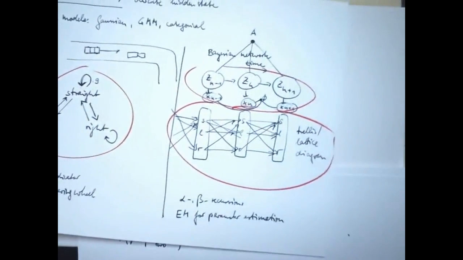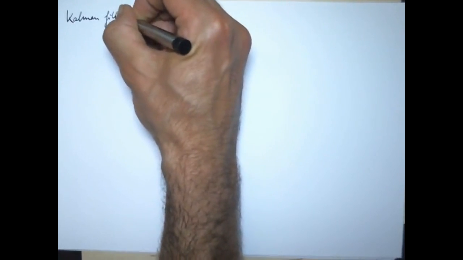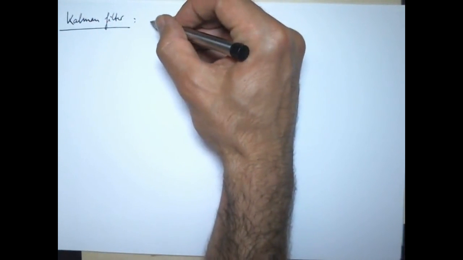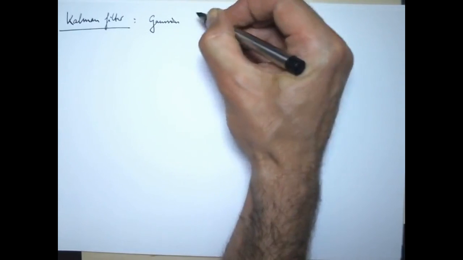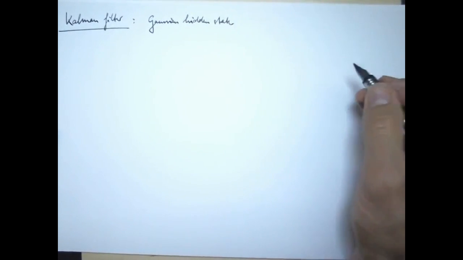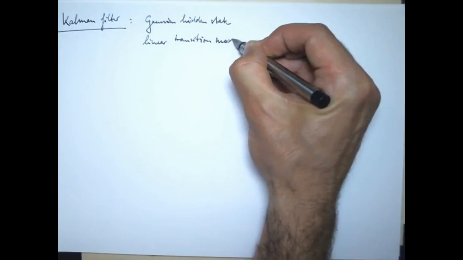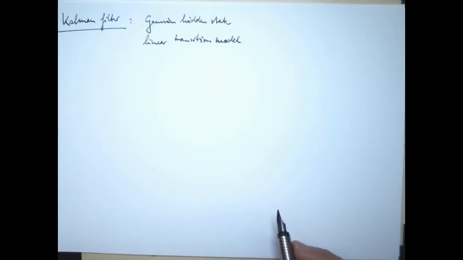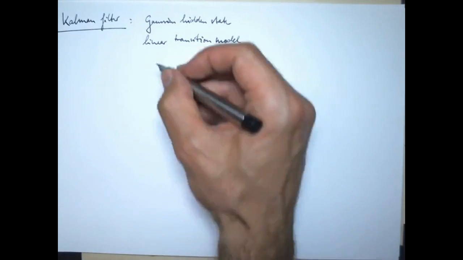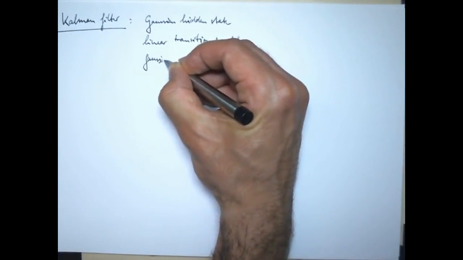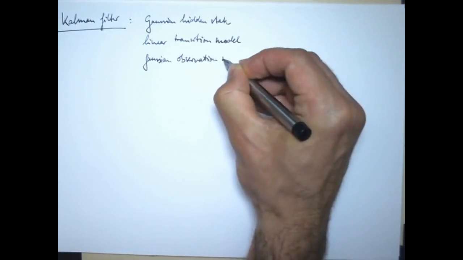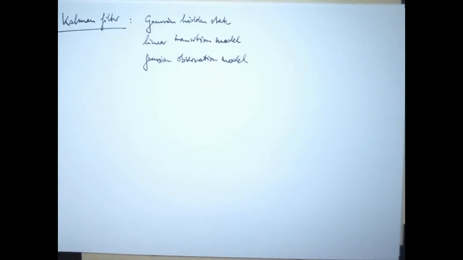Now the second important class of models is when the hidden state is continuous, and if you make further simplifying assumptions, you get something called the Kalman filter. So there you have a Gaussian hidden state, and you have a linear transition model. So your new hidden state must be some linear function of your previous hidden state. And you also have a Gaussian observation model. So the current observation, given the current hidden state, is going to have a Gaussian distribution.